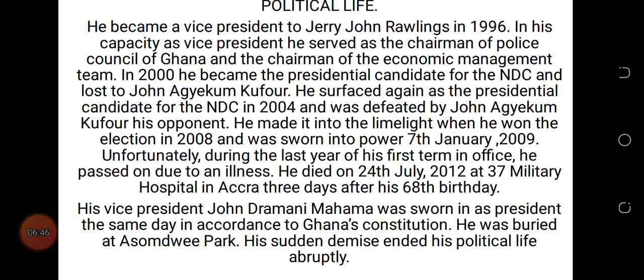In his capacity as vice president, he served as the chairman of the Police Council of Ghana and the chairman of the economic management team. In 2000, he became the presidential candidate for the NDC and lost to John Agyekum Kufuor, the second president of the Fourth Republic. So in 2002, we were told that John Agyekum Kufuor was the president. So even though Atta Mills stood as president, he was not voted into power.